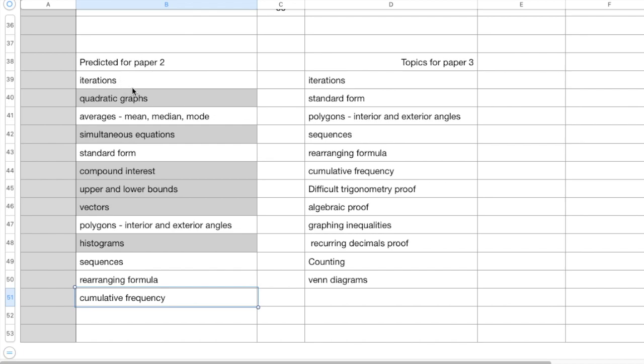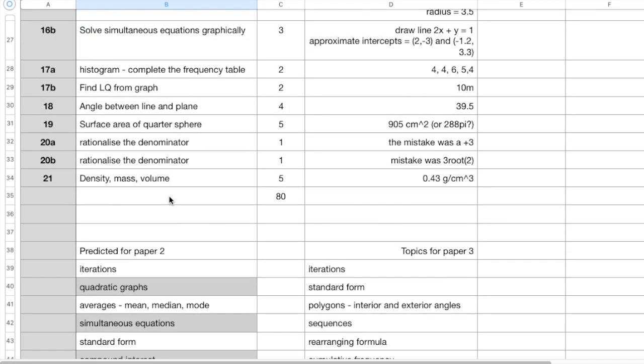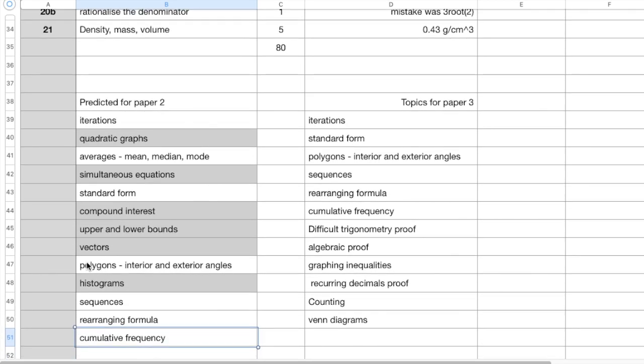These are some of the topics I predicted might come up in paper 2 from my last video. And out of those topics, there was quadratic graphs in this paper, simultaneous equations, kind of, as in solving them with a graph. There was a compound interest question, upper and lower bounds question, which was essentially this question here about density that also involved upper and lower bounds. There was a vectors question, and there was a question on histograms.